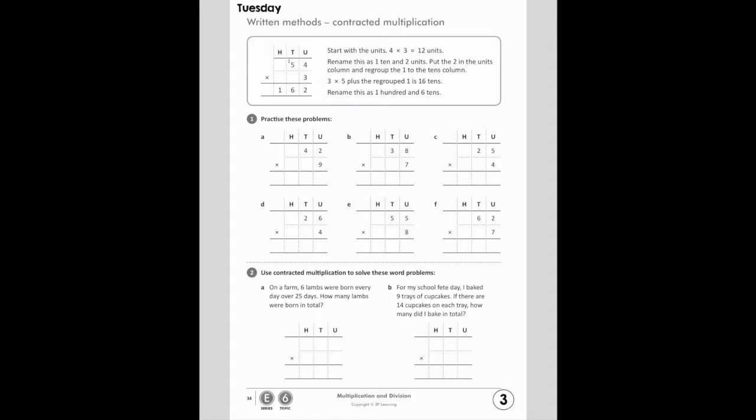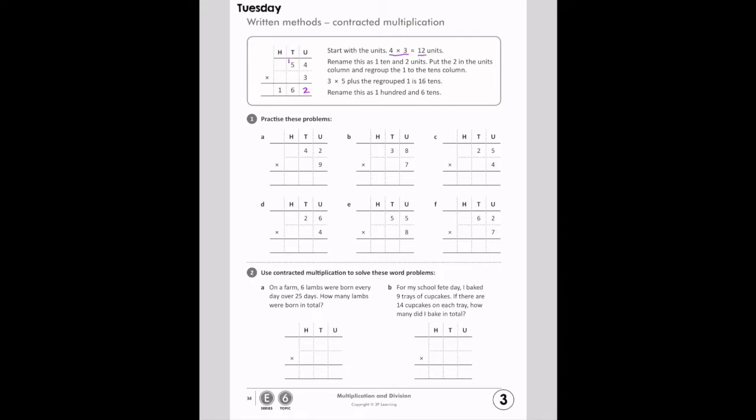Okay, so we've got here 53 times 2, right? So we always start with the units place. So we have 4 times 3 equals 12. So we remember that the units stay down and the tens get regrouped. So here we've got 2 stays down and the 1 gets regrouped.